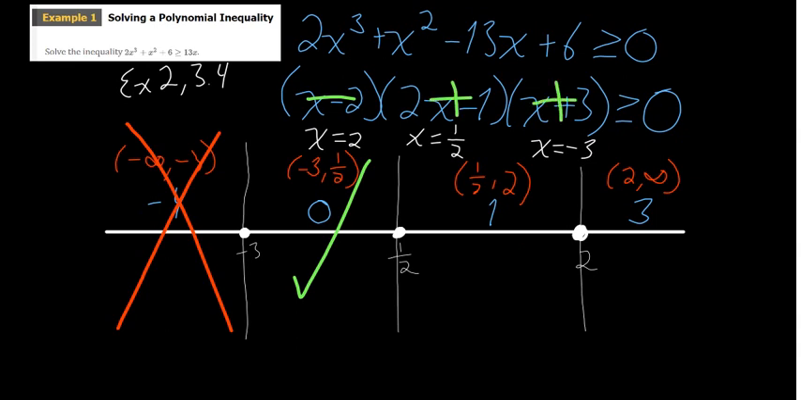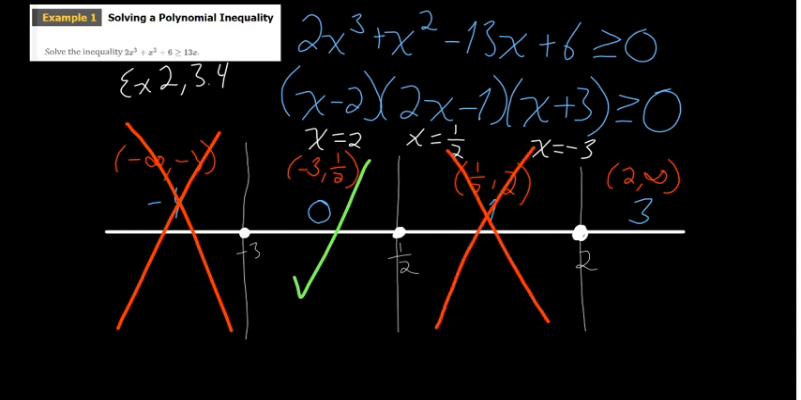Okay, well, we have an issue here, right? So now we've got a negative times a positive. That's a negative. And then we would have a negative times a positive again, which would again be a negative. So this interval does not work.